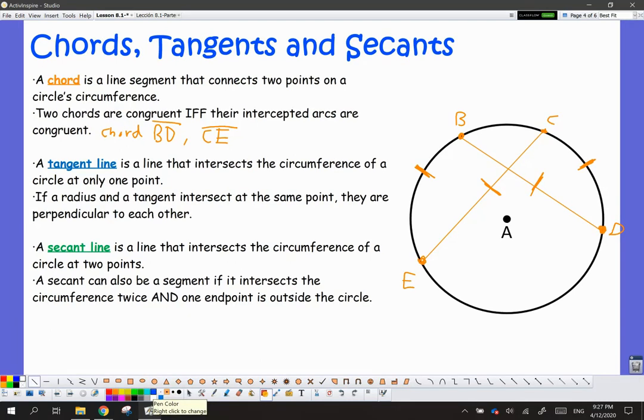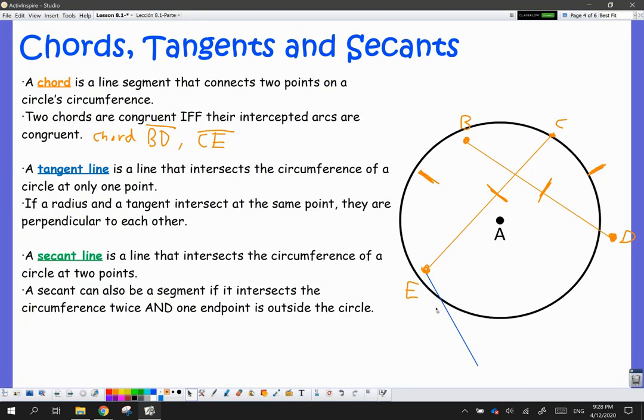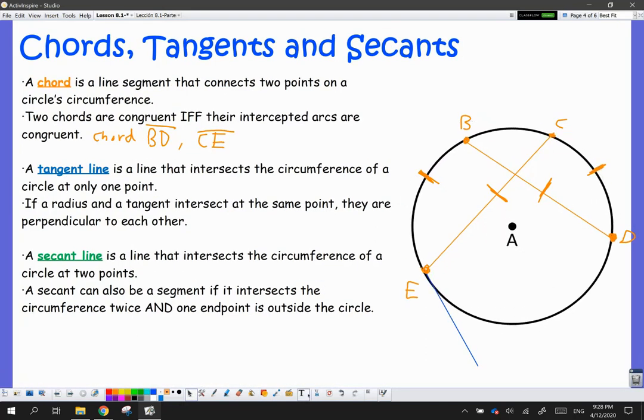So let's take a look at tangents. A tangent line is a line that intersects the circumference of a circle at only one point. So now we have a line that touches the circle at one and only one point.